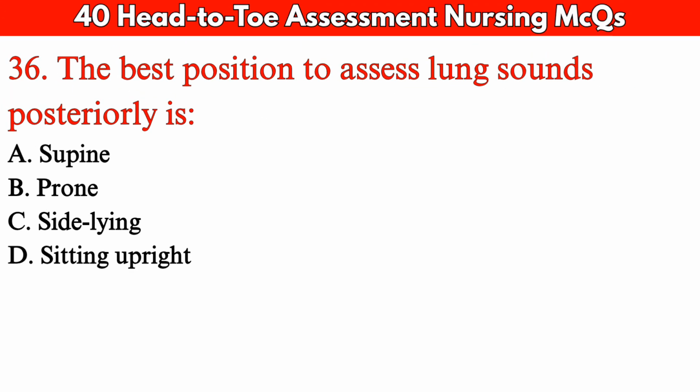The best position to assess lung sounds posteriorly is A. Supine, B. Prone, C. Side-lying, D. Sitting upright. Correct answer D. Sitting upright. Sitting upright allows for maximum lung expansion and gives the nurse full access to the posterior lung fields where the lower lobes are best auscultated. Supine, prone, and side-lying positions limit expansion and can muffle lung sounds.